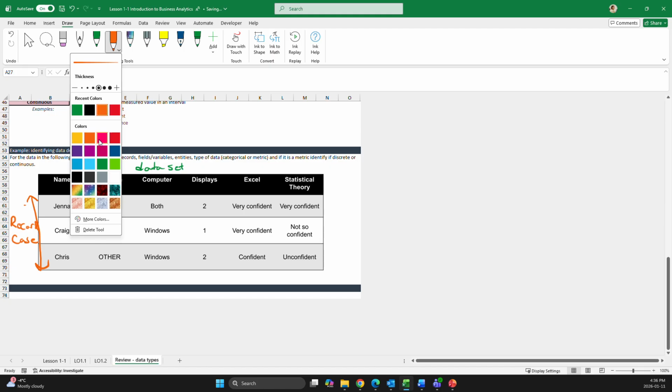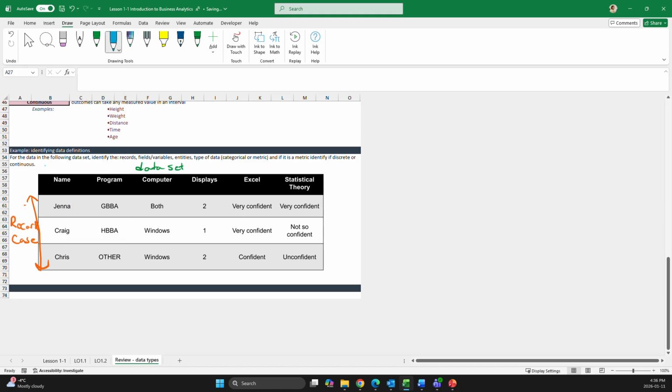The other direction, so I'll pick a new color. Let's do blue. So this way, all of those different columns like name, program, computer, displays, Excel, statistical theory, those are what we call the fields or attributes or variables. I'll just put fields or variables, skip attributes for now just to fit it in. We commonly call them variables in statistics. So this would be like variable number 1, variable number 2, all the way up to variable number 6.